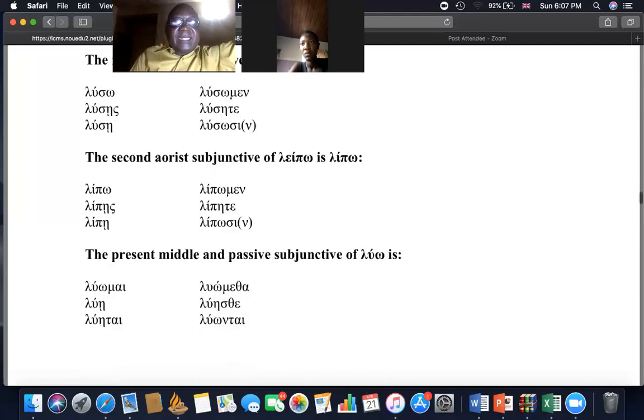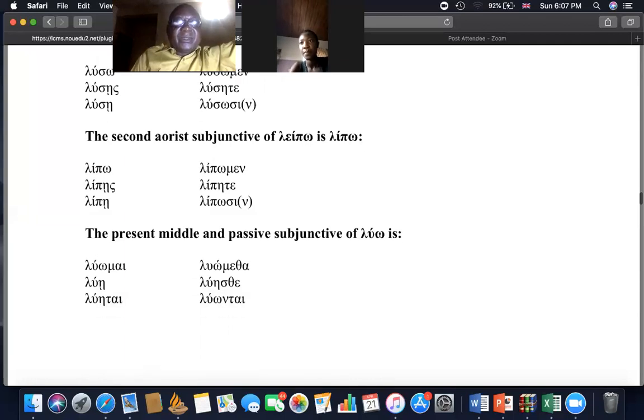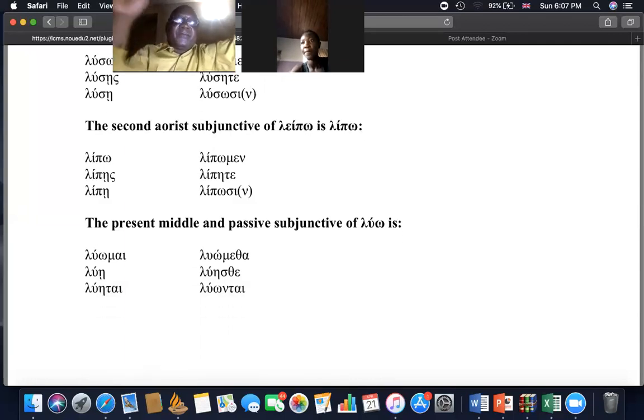In the present middle and passive, the form of the present middle and the present passive is similar. So you have luomai, lue, luetai, luometha, luesthe, and luontai.